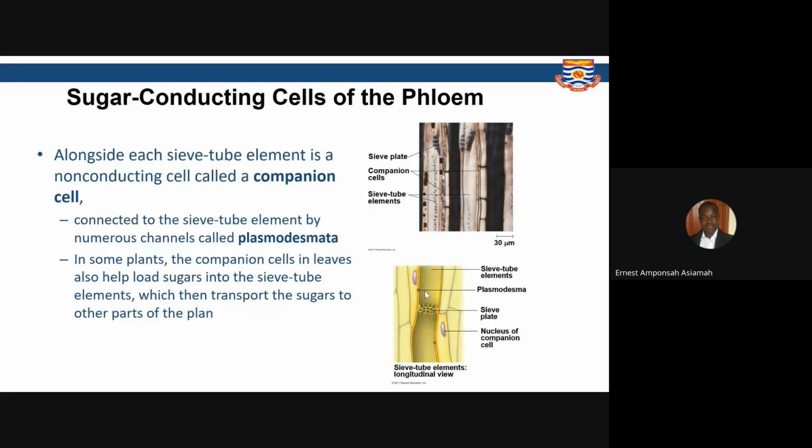And one thing is that in some plants, the companion cells even go on to perform an additional function, by helping load sugars into the sieve tube elements, so that the sieve tube elements can transport the sugars to other parts of the plant. So when you look at the conducting cells of the phloem, we can talk about the sieve tube elements, then we have the companion cells.